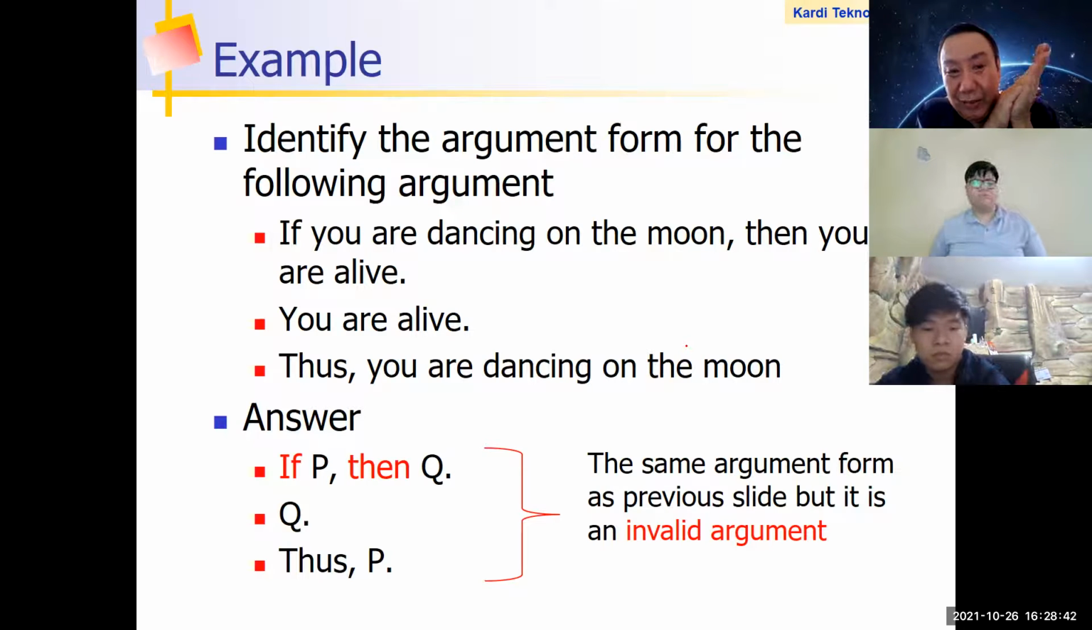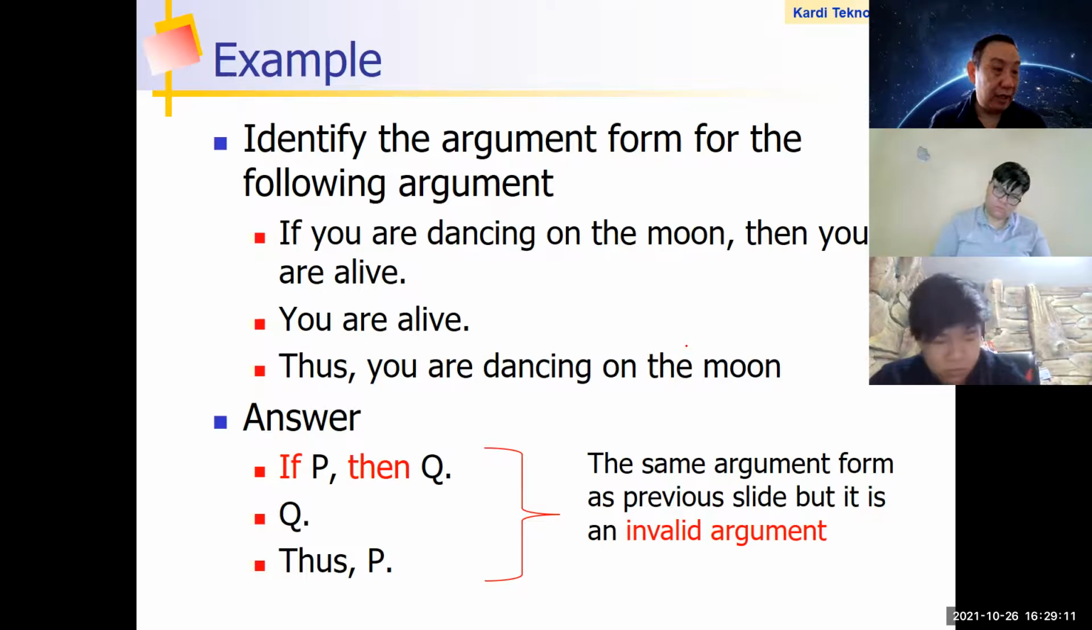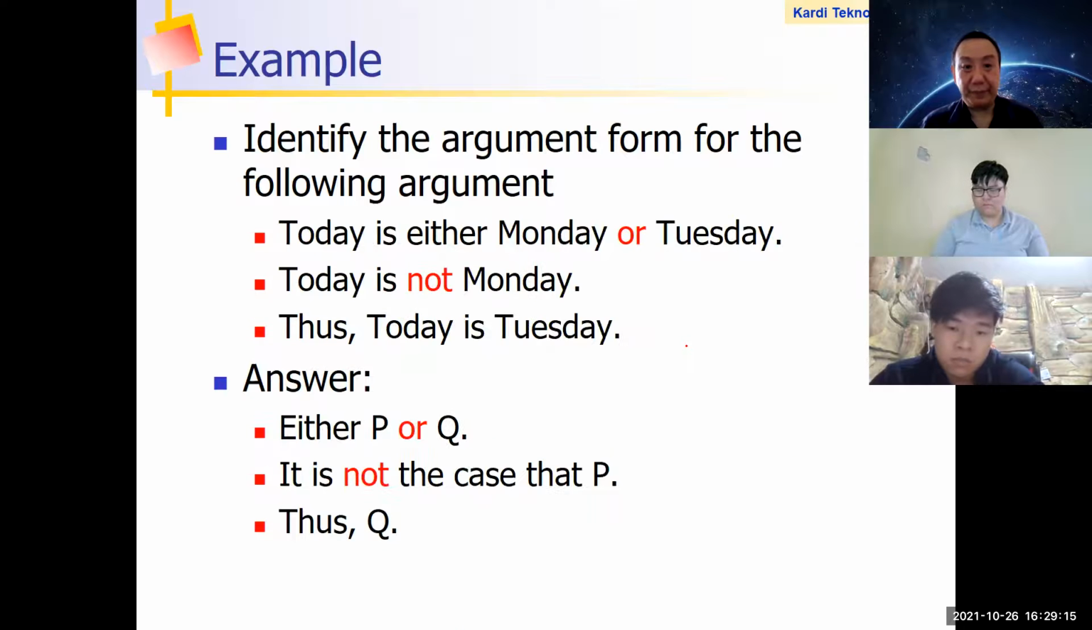Okay, so this is a counter example. If P then Q, Q does P. So the same argument in terms of the form, they are the same. But this time it is invalid. Therefore, that form of if P then Q, Q does P is invalid.